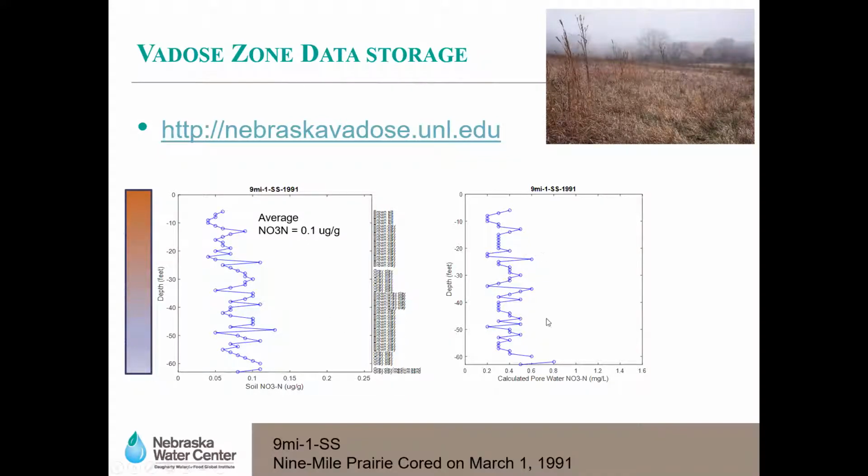And next to that, we have a calculated pore water nitrate that's in milligrams per liter. We're just using the moisture content from that core and we're converting the soil or sediment nitrate to its milligram per liter equivalent. So you might think of this as being the same milligram per liter nitrate that you might find in a groundwater sample. And you can tell, very low concentrations. This is sort of a natural or pristine site that we might compare to any place else in Nebraska.